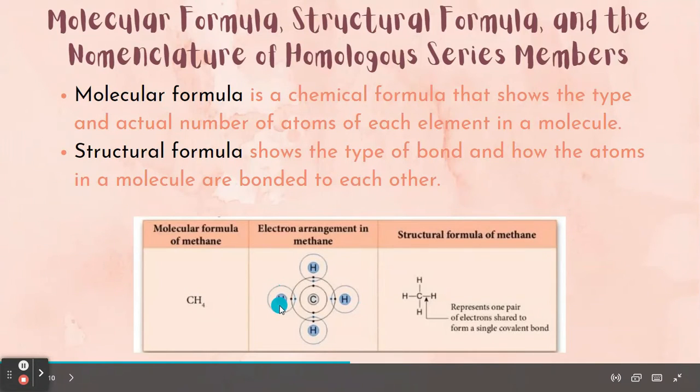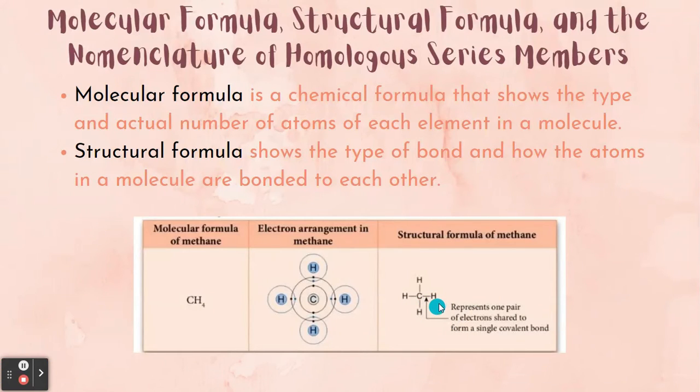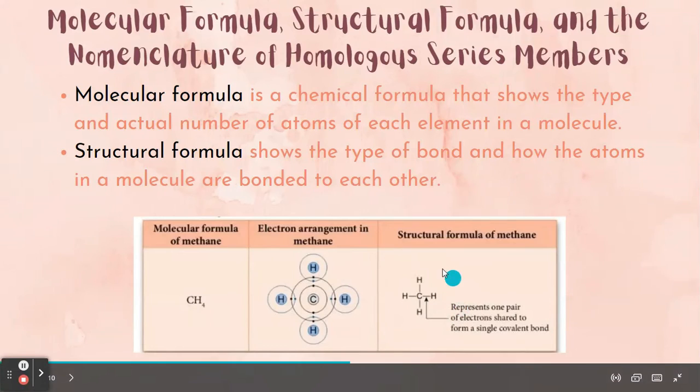Okay, so from this table, you can see the molecular formula of methane is CH4. Okay, so this is how the arrangement for CH4, the electron arrangement in methane. Okay, and this is the structural formula of methane, and you can see from this structural formula there is one carbon atom that bonded together with four hydrogen atoms.